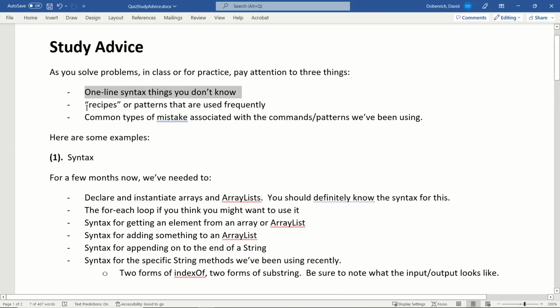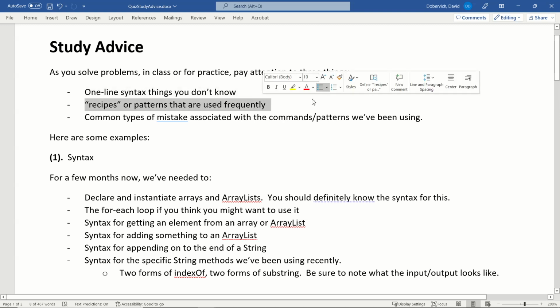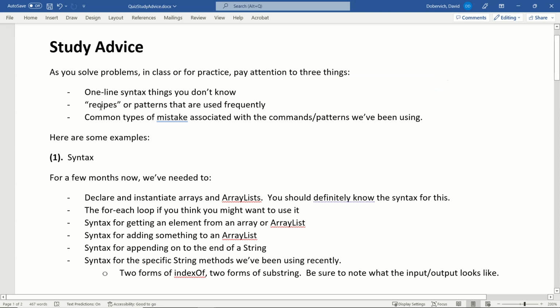I would say the second thing that's maybe going to be the most helpful is starting to pay attention to recipes or patterns that are frequently used. What I mean by recipes or patterns are multi-line solutions, usually about 5-line solutions to a general kind of scenario or problem that comes up a lot. An example of a recipe from a previous unit is the pattern for finding the largest thing in a list. And that pattern is the same pattern to find the smallest thing in a list.